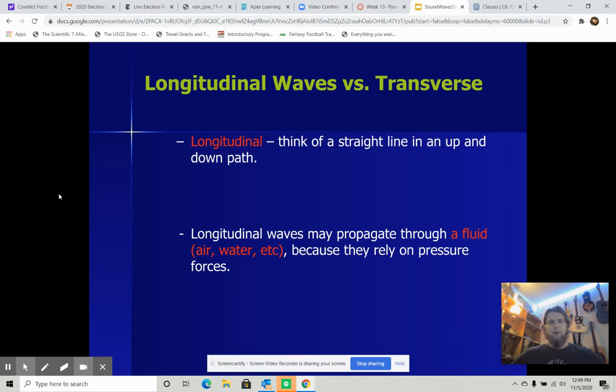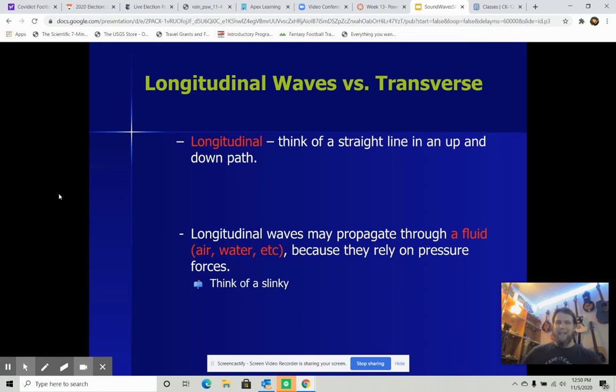Now, we've talked about fluids before, and air is a fluid because it flows. You can have air movement, the same way that you have fluid movement in water or any sort of liquid. So we do consider air to be a fluid. And the reason that sound waves propagate through these fluids is because they're able to contract. So we're going to talk in a slide here about what if you didn't have a medium in which we could contract or expand. They rely on pressure forces.